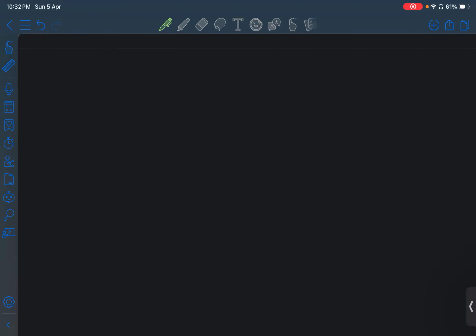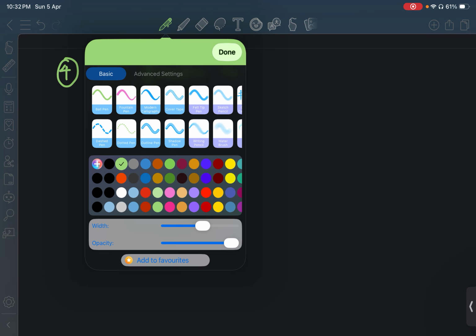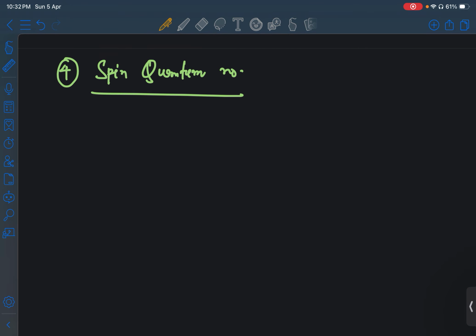Now, the last one is the spin quantum number. So it simply determines the spin of an electron about its own axis, right? So you can see here whether it rotates basically clockwise or anti-clockwise. It simply determines the spin of the electron about its own axis.